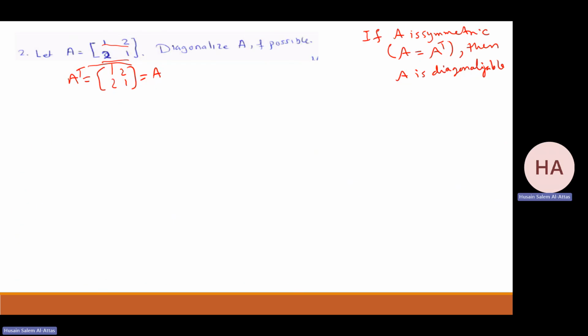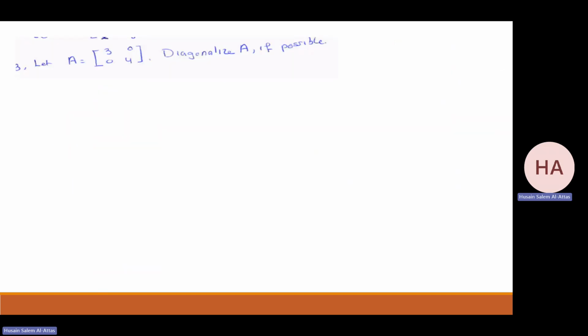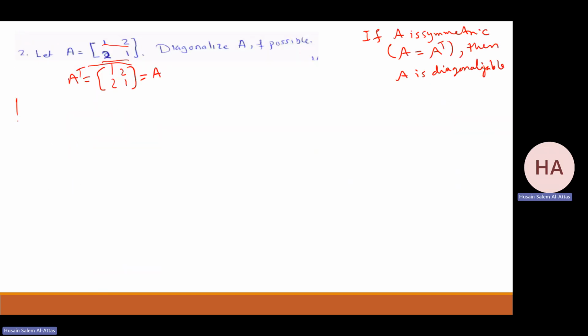So if the matrix is symmetric, meaning A is equal to A transpose, then A is diagonalizable. Okay, now let me do the calculation. I think I have two before I go to the old exams.